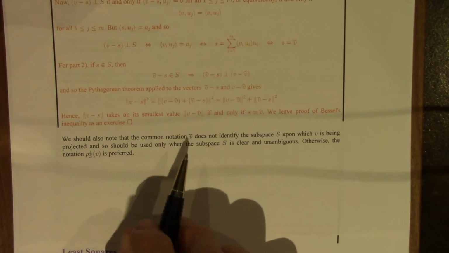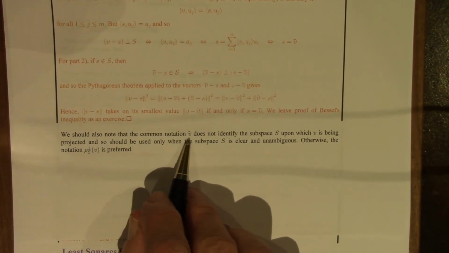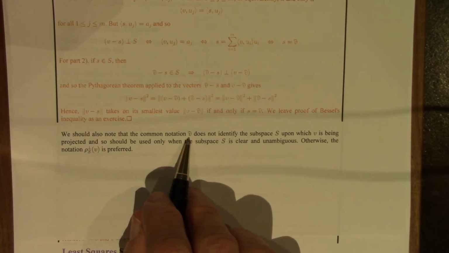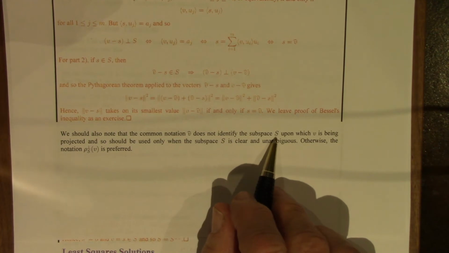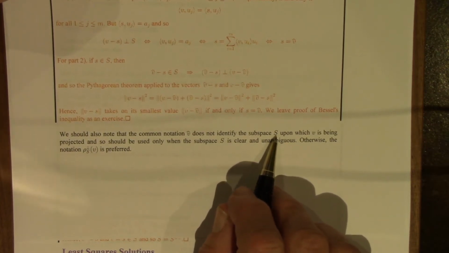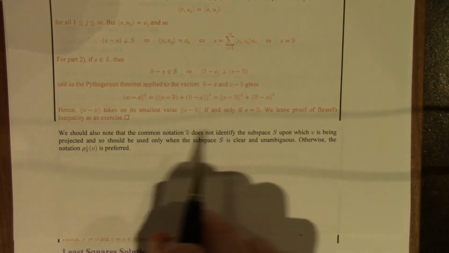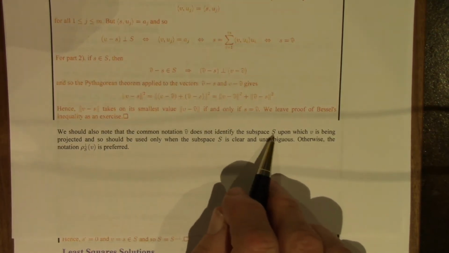I should make a remark about the notation. The notation v hat is quite common, but it's not the best notation because it doesn't identify the subspace S, and a change of subspace will change the orthogonal projections. It shouldn't be surprising. We did show that it doesn't matter what orthonormal basis you pick for S, but it still depends on S.